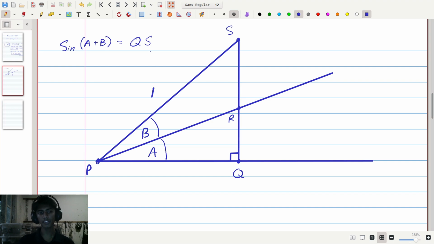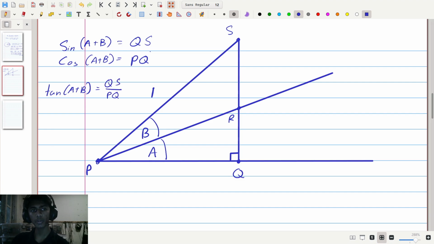Similarly, with our nice factor of 1 as the hypotenuse PS, cosine of A plus B also becomes simple. Cosine of A plus B is simply the ratio of the adjacent side, which is PQ, divided by the hypotenuse, which is PS, which is 1. So simply cosine of A plus B is PQ divided by 1, or just PQ. And tangent of A plus B is the opposite divided by the adjacent. The opposite is QS and the adjacent is PQ, so we can just write QS divided by PQ.